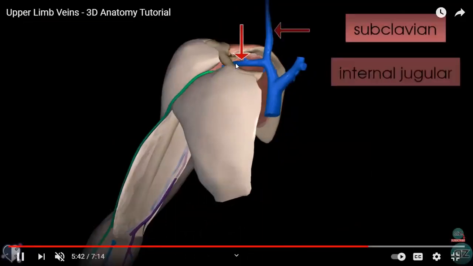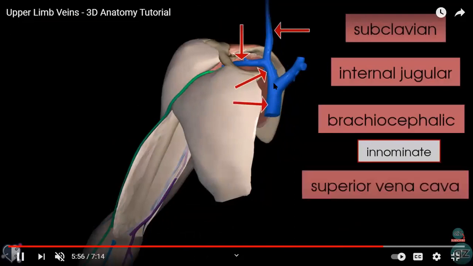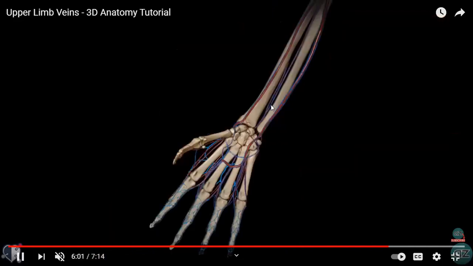We know the axillary vein continues as the subclavian. The subclavian is joining the internal jugular, and both of them join to form the brachiocephalic, also called innominate, which drains into the superior vena cava. Right brachiocephalic and left brachiocephalic will both join to form the superior vena cava.